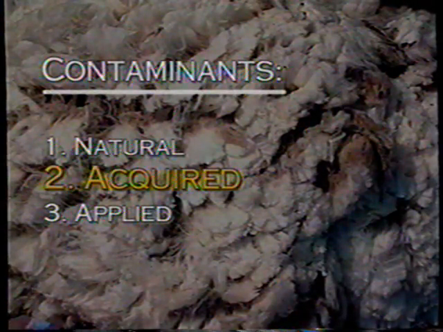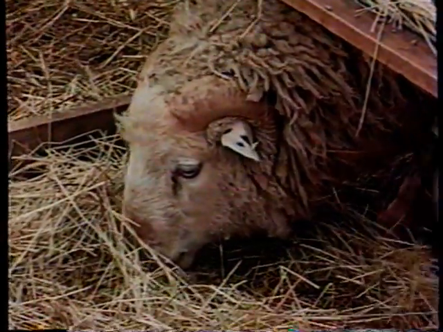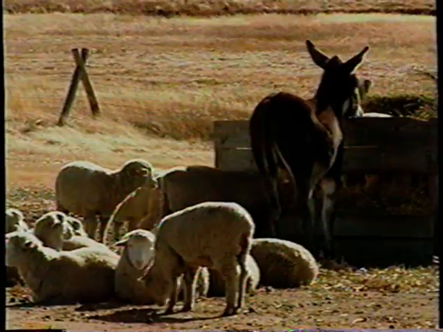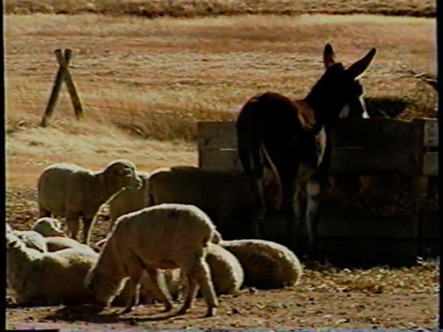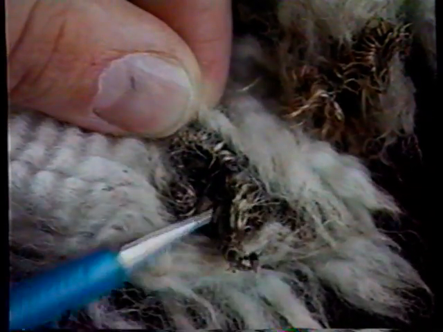While some contaminants are naturally occurring, others can be acquired from the environment. There are 3 major sources of acquired contaminants: vegetable, animal, and mineral. Vegetable matter contamination comes from many different sources. Sheep are exposed to hay chaff from overhead feeders and round bale feeders and from other sheep or livestock. Grass seeds, weed seeds, and burrs can become lodged in wool.